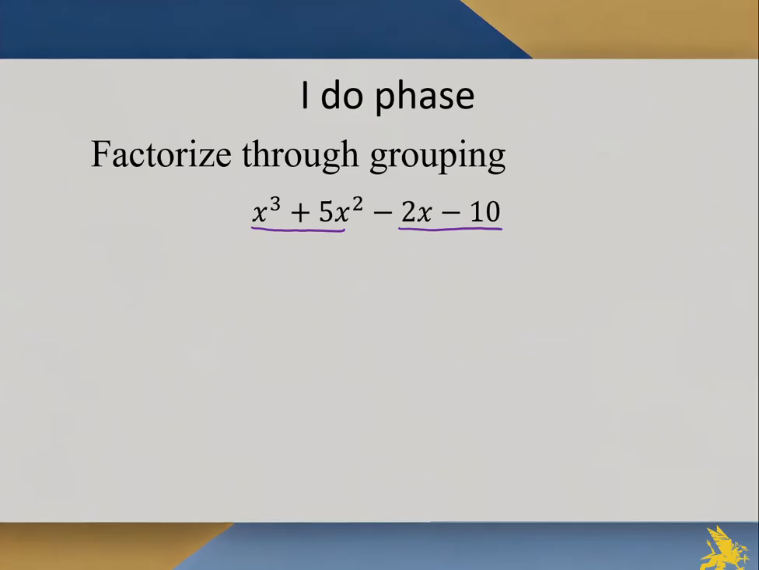and 5x squared is they both have in common x squared. So I will take that x squared out. That gives me x plus 5. Now, with grouping, we like to have the brackets the same. If it's not, we might have done something wrong.